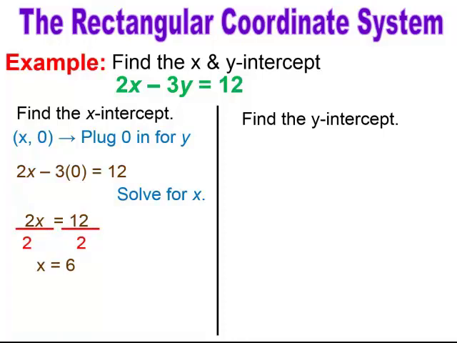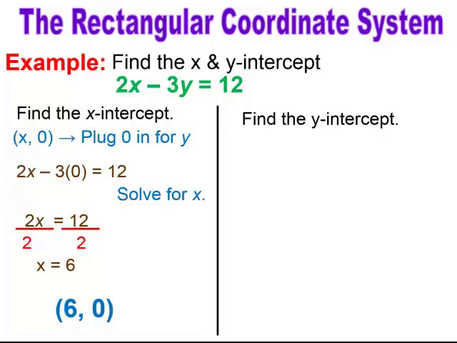Now be very careful because you can't leave your answer as x equals 6. You have to write it as an ordered pair because when we're talking about intercepts, they are a point that will be plotted. And in this case, because it's the x-intercept, it will be plotted on the x-axis. So it's very important that you write your answer as an ordered pair.